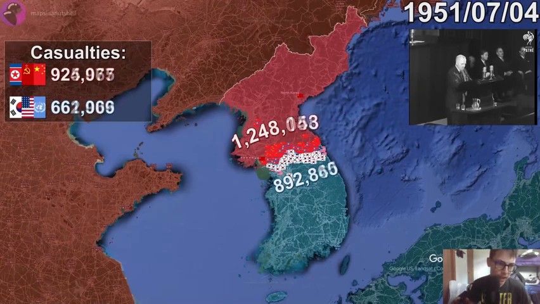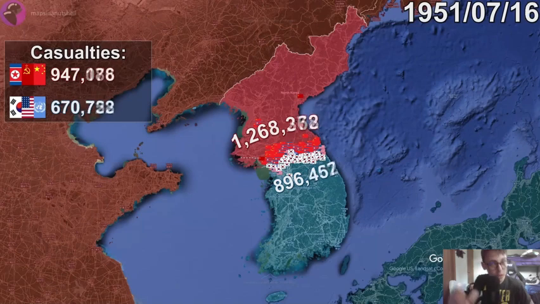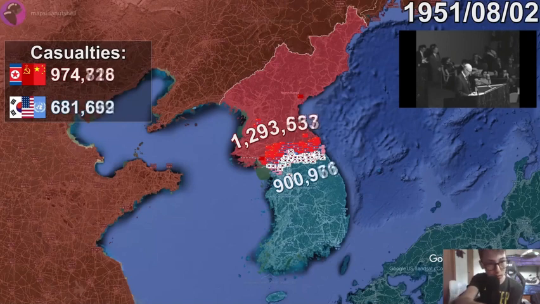900,000. The Allied Democratic forces have only taken 670,000. And mind you, that is a large number as well, but look at the comparison though. Tell me there's not a difference. That's a huge difference. That's like a 300,000 difference in casualties. It's about to be. Right there, it's about to be.